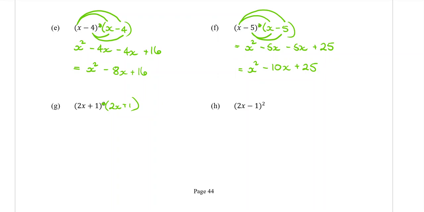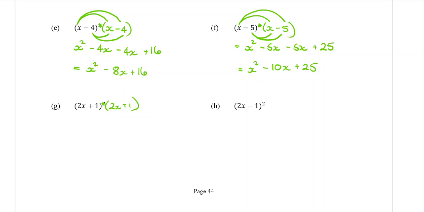And don't forget the x on the 10, but yes, minus 10x. Good job, there it is. How did the rest of you go? I forgot to do the plus. Oh, plus 25 instead of minus 25, because minus 5 times minus 5, that's when it makes a plus.